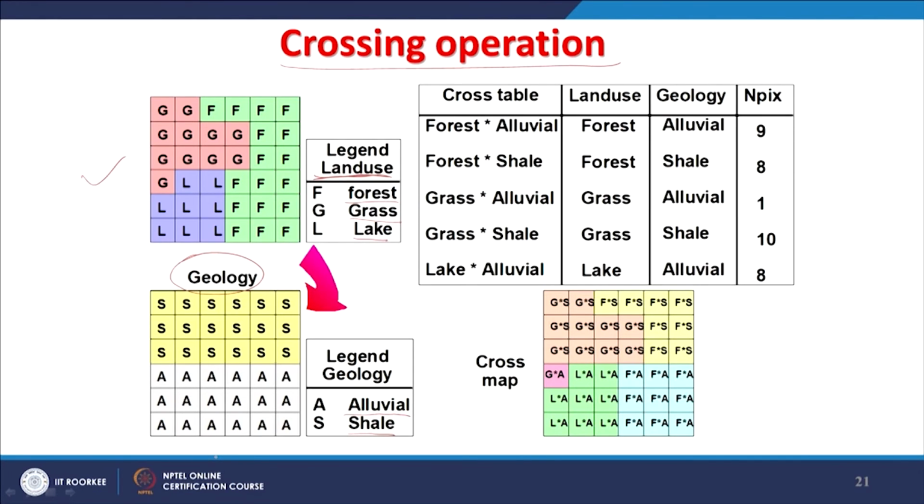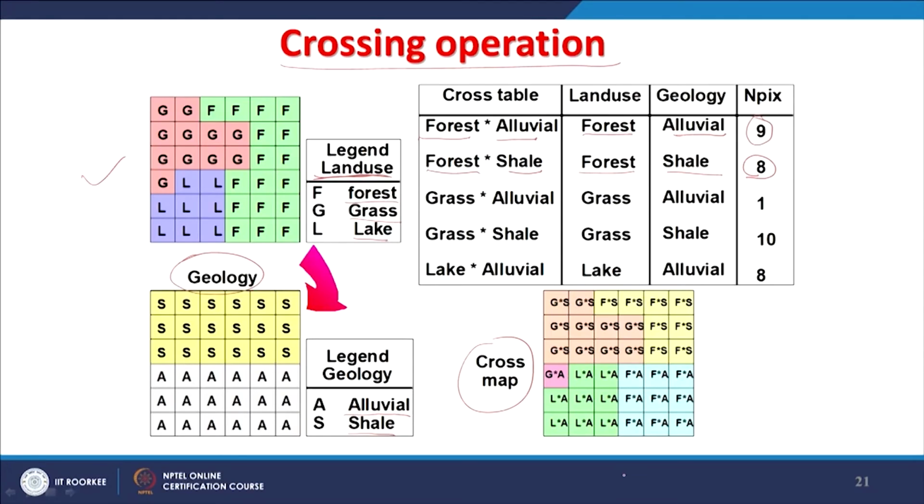Now, I can create a cross table. Where forest and alluvium, from 2 different maps, a value can be given 9. When forest and shale are there, then value 8, and likewise I can assign values, and this cross map basically has that information. So, I can keep the information of both maps together in one map through my attribute table while crossing these 2 operators.